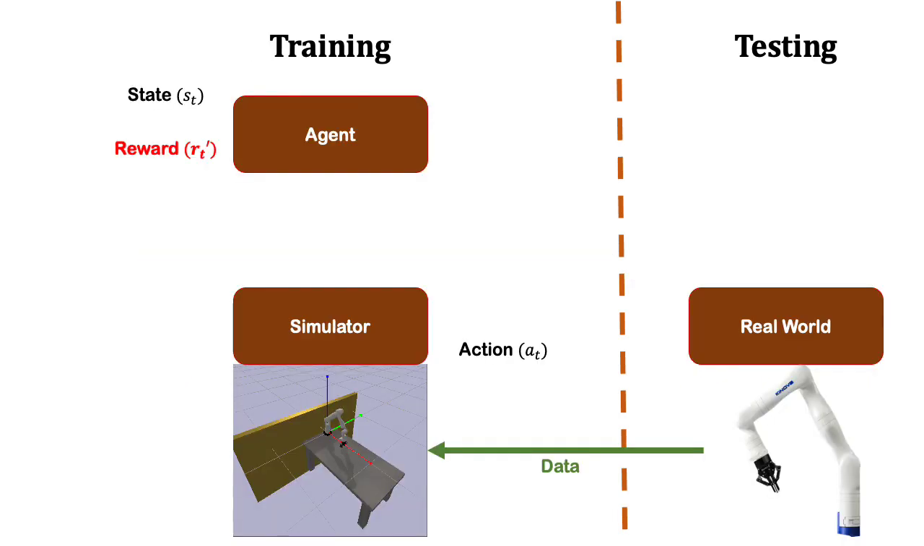In this project, we aim to reduce the sim to real gap by collecting data from the real robot and using it along with the simulator to learn an augmented reward r_t prime that brings the performance calculated in the simulator much closer to the real robot.